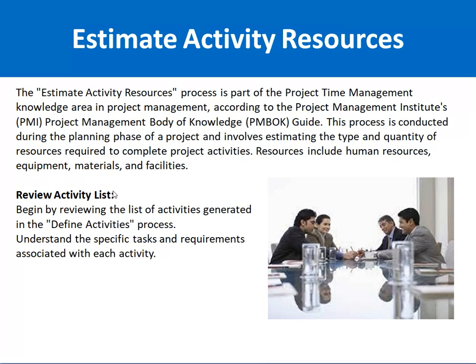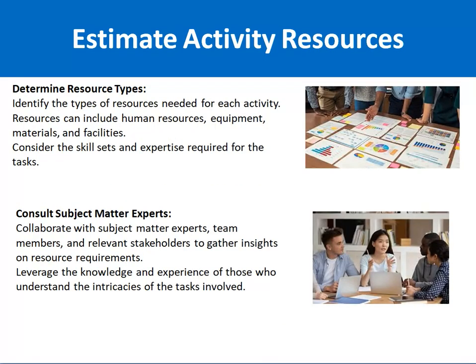So that means first of all, you must have the list of activities in your hand so that you identify how many and which types of activities there are and which type of resources are required for those activities. Then next is to determine the resource type. Identify the types of resources needed for each activity. Resources can include human resources, equipment, material, and facilities, and consider the skill set and expertise required for the task.